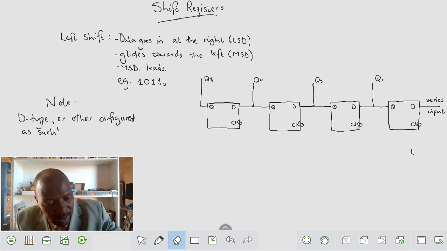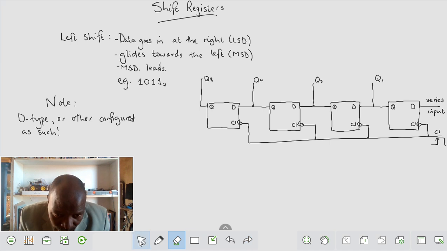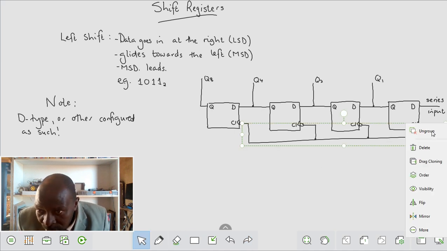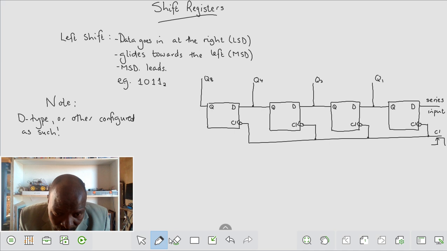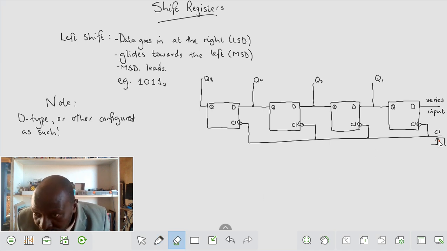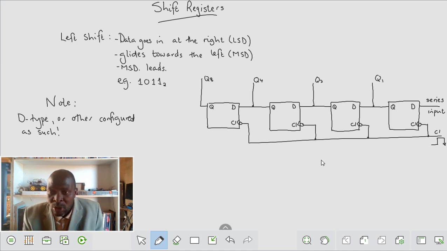Oh, okay, it's grouped together. Let me first ungroup it, then I can say if it's like this, then it will be using a trailing edge. But I think at this point this should have been discussed enough for people to follow what I'm talking about. So you have to be careful which one is which.